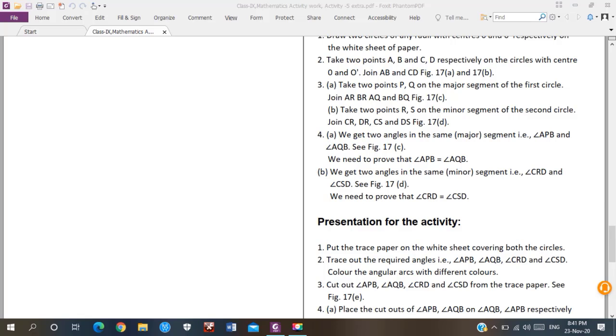We get two angles in the same minor segment, that is angle CRD and angle CSD. We need to prove that angle CRD is equal to angle CSD.